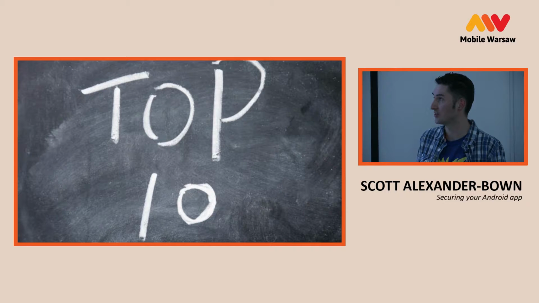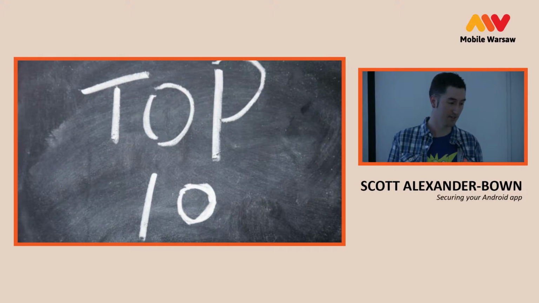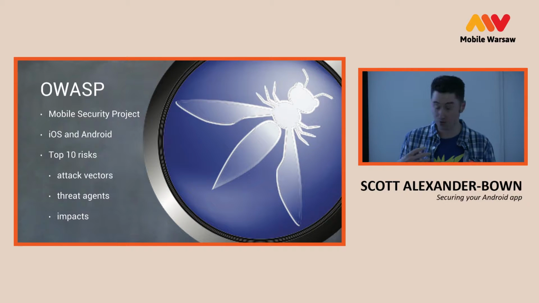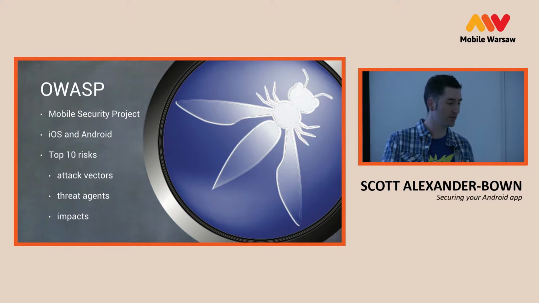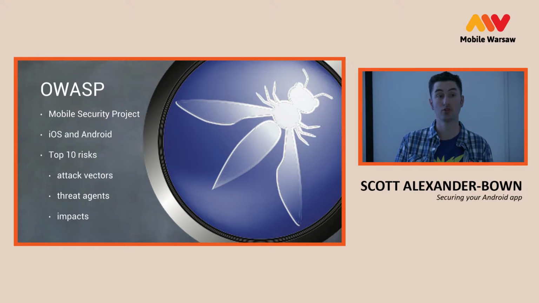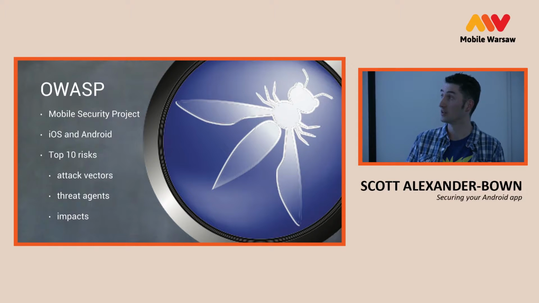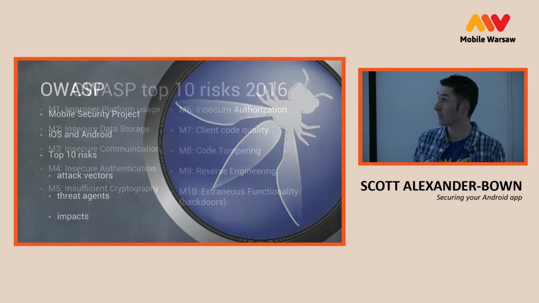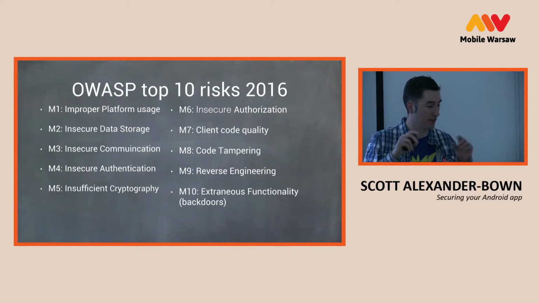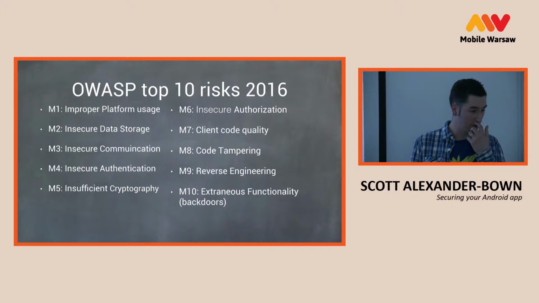No presentation is complete without a top 10, so I thought I'd show you a top 10. This is mobile security risks. If you're familiar with OWASP, they're an organisation based on improving software security. You've probably heard of them in the web context. There's also a mobile security project, and they have 10 areas where the highest risks are. This is the most up-to-date risk list.